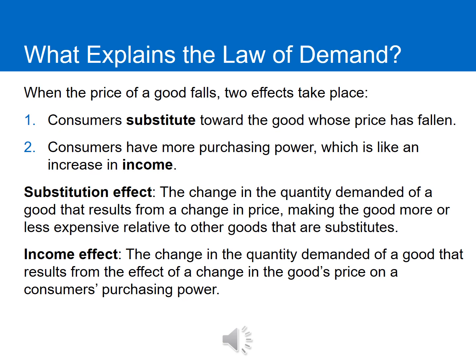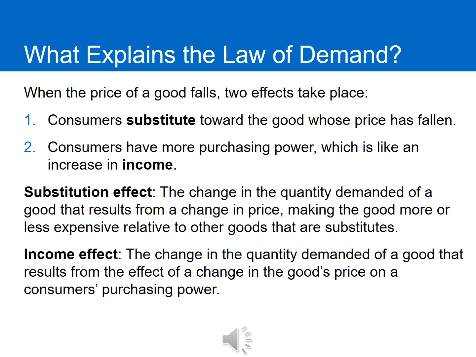So we see two effects going on. First, the substitution effect, the change in the quantity demanded of a good that results from a change in price. So this makes that good more or less expensive relative to the other goods that are substitutes. There's also the income effect. So it's the change in the quantity demanded of a good that results from the effect of a change of the good's price on the consumer's purchasing power.